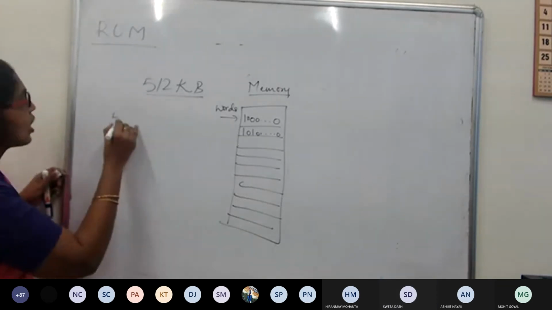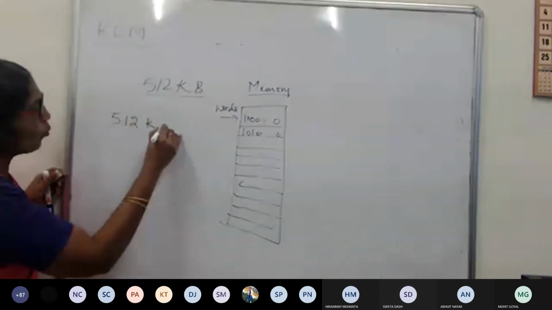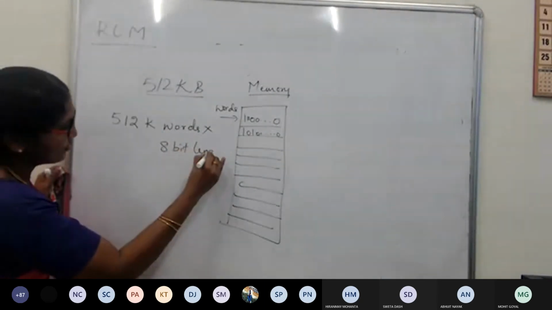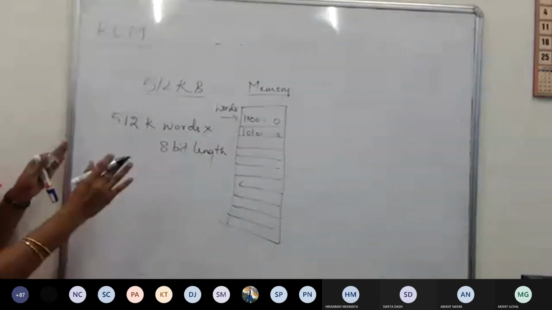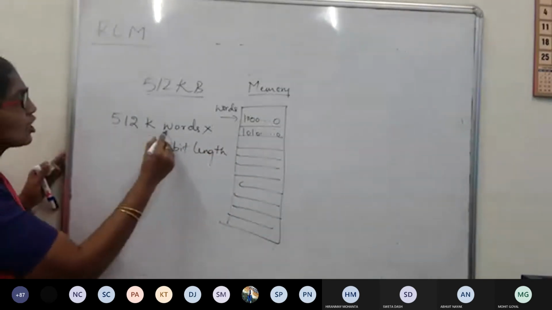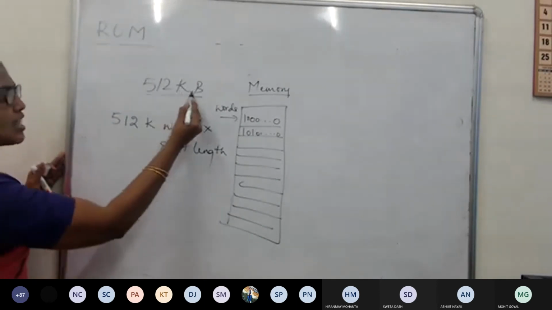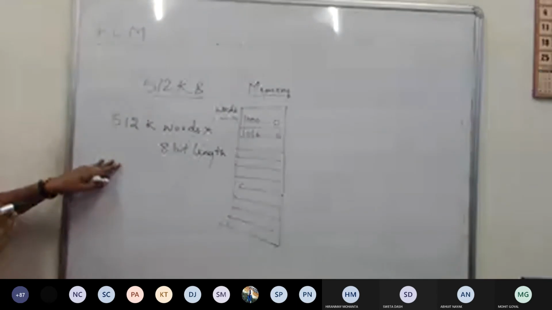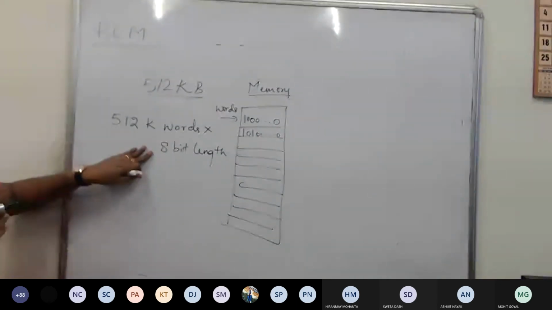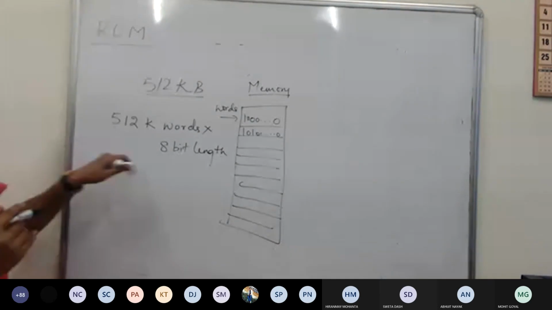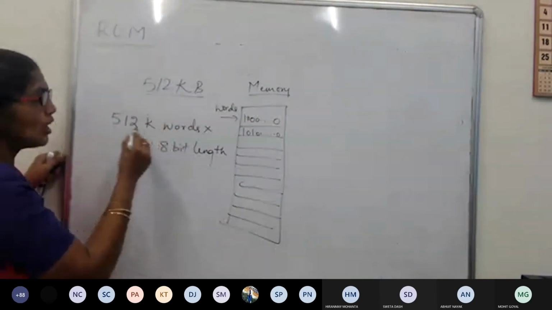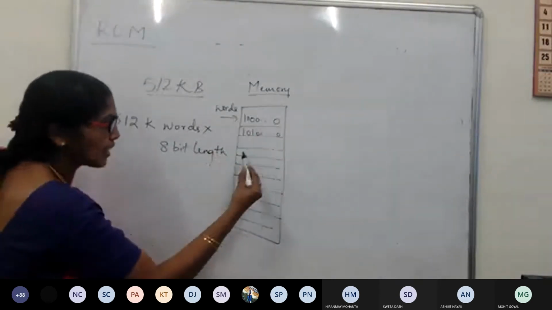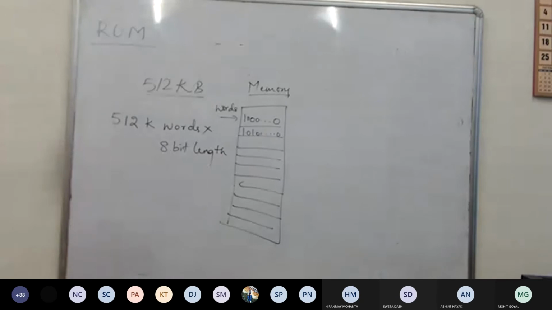So this is 512 kilowords of 8-bit length. First, I will decode it this way. First thing is 512 kilowords of 8-bit length. That means I have clarity that this is separate and this is separate. Is that clear? Is this clear? 8-bit length. That means because it is given in bytes, this many words are there, and each one is 8-bit length. This is what it means.